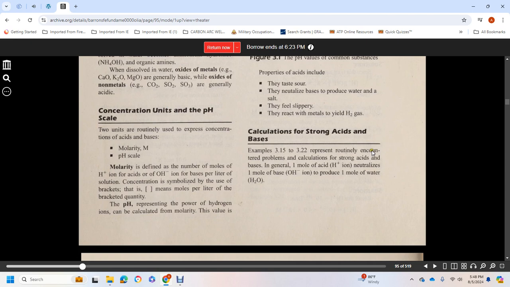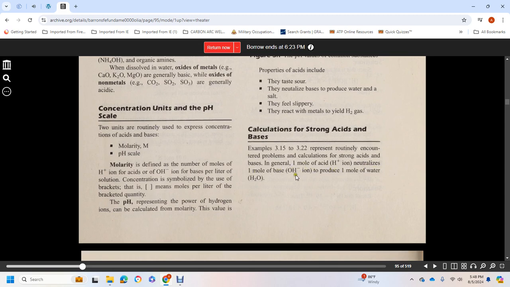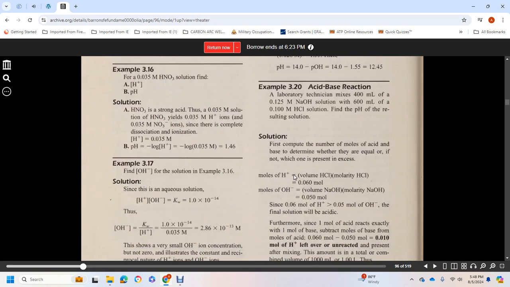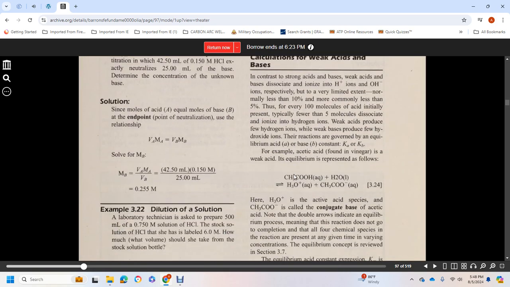Calculations with strong acids and bases: Examples 3.15, 3.32, and 3.22 represent routinely expressed problems. In calculations with strong acids and bases, generally 1 mole of acid hydrogen ions neutralizes 1 mole of base hydroxide ions, producing 1 mole of water. And that shows the examples.